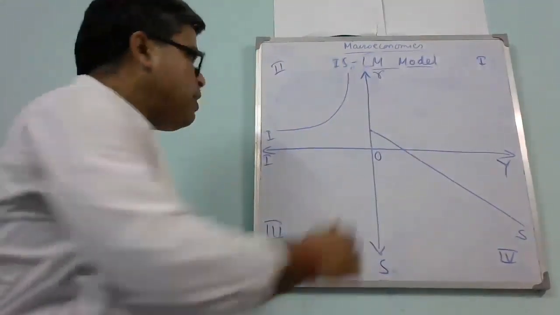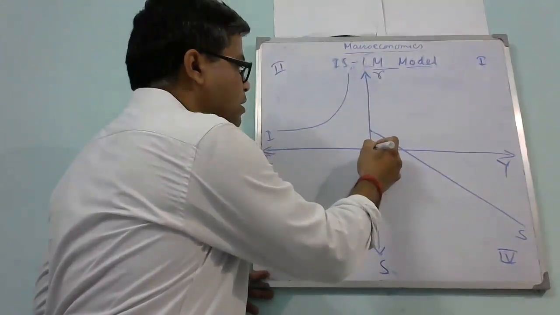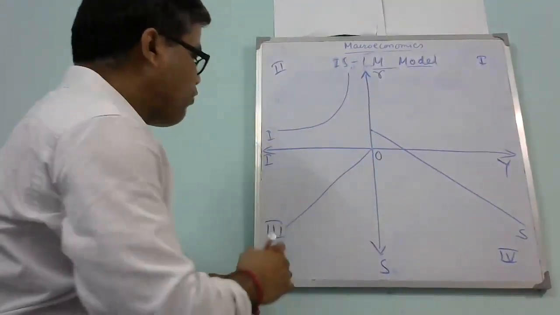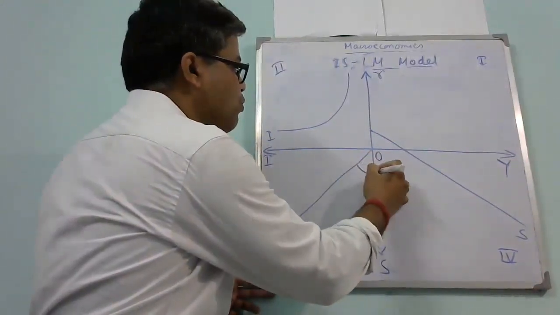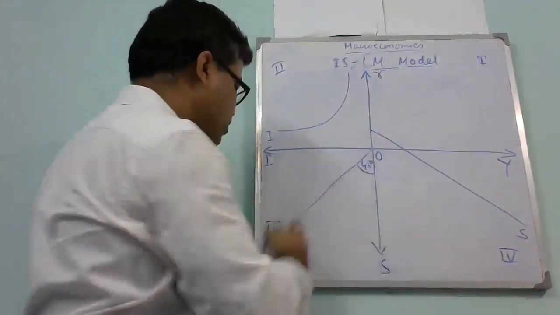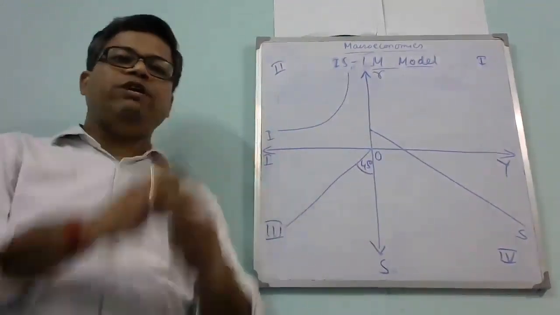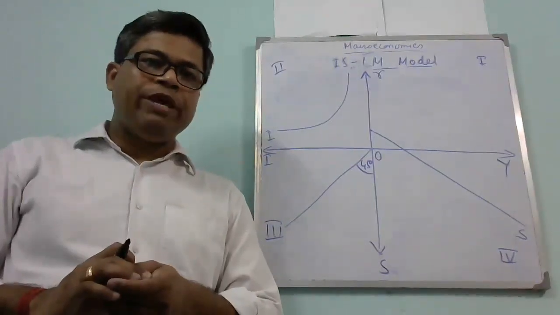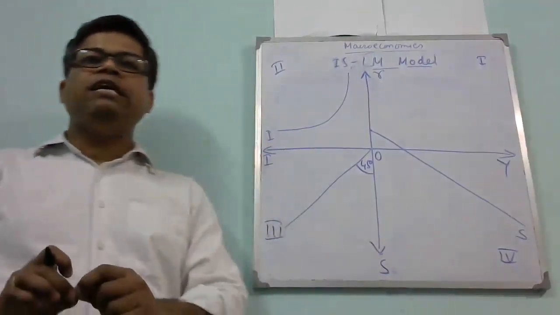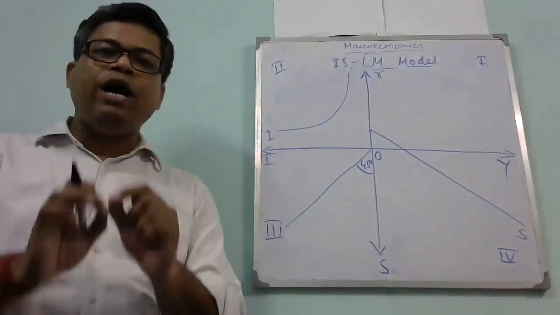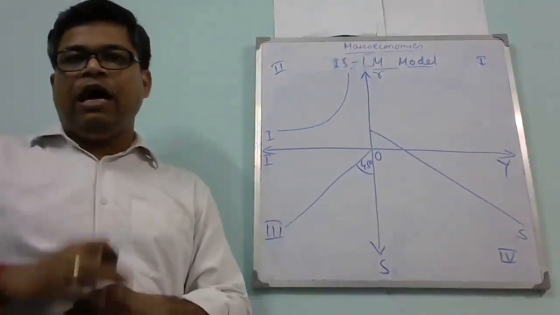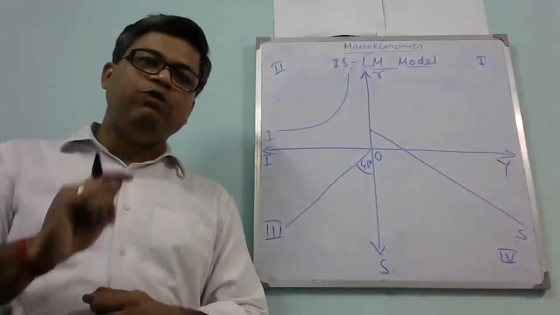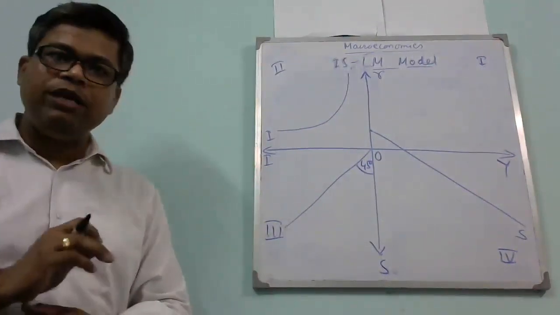Now, in this third quadrant, we will draw a 45-degree line. Now the question is why we draw a 45-degree line. The answer is very simple: any point on the 45-degree line represents the product market in equilibrium. I repeat once again, any point on the 45-degree line represents equilibrium in the product market. Why equilibrium?